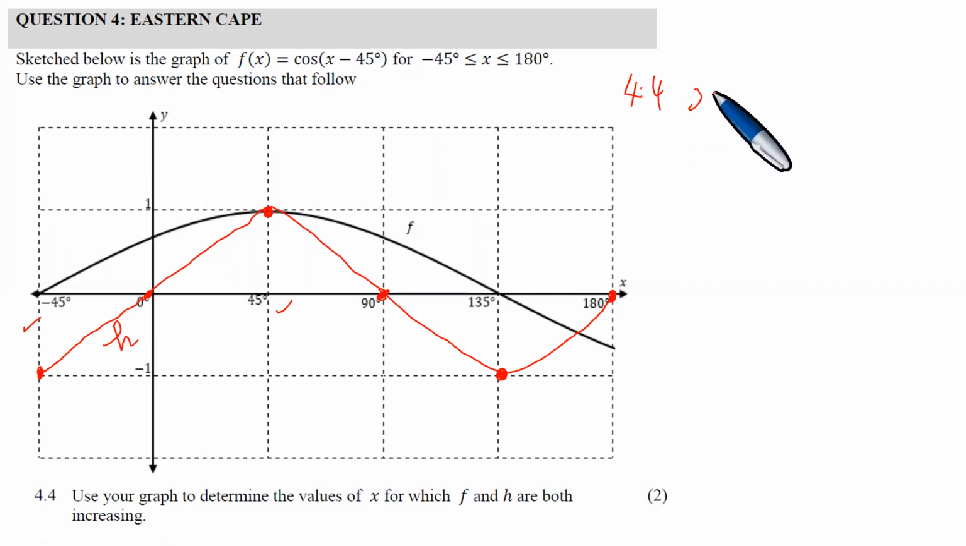So they're increasing for the values of x from minus 45 to 45. But there are a couple of notes to take there. What is happening to the graph of f? Obviously the whole thing is happening from minus 45 to 45 degrees.